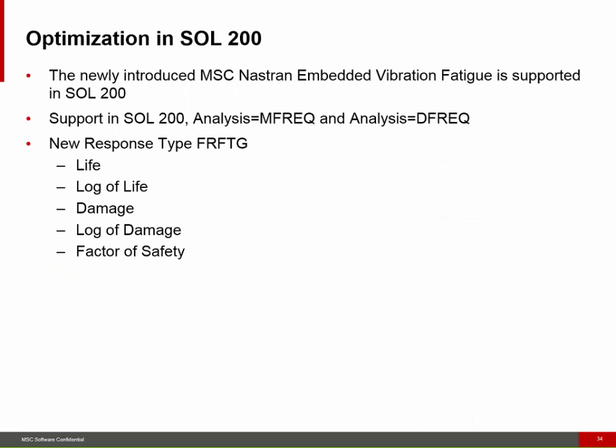And as I already mentioned in the MSC Nastran embedded vibration fatigue, the results from those analyses can also be used in solution 200 in the analysis M-freak and D-freak. So the types of responses you can use are the life, of course, the log of life, damage, log of damage, and factor of safety. Those can be used either as an objective function or as a constraint in an optimization task.